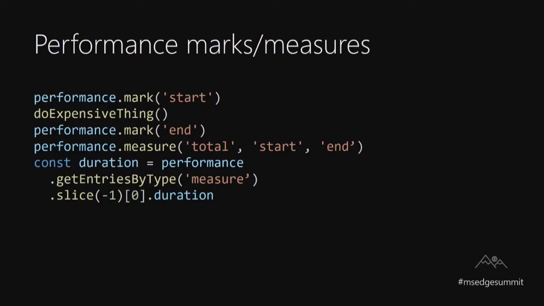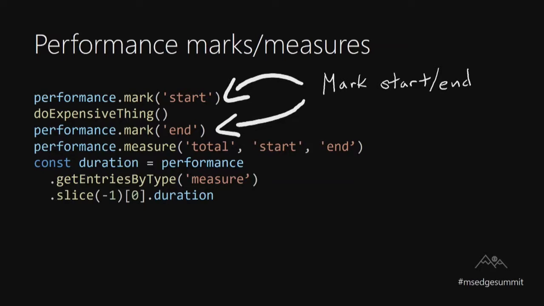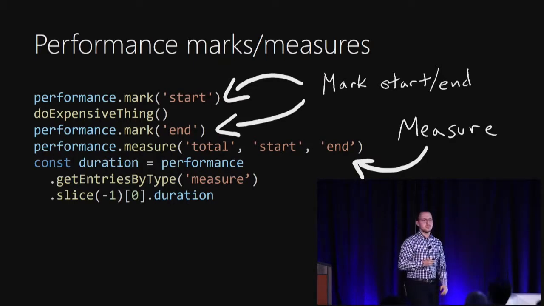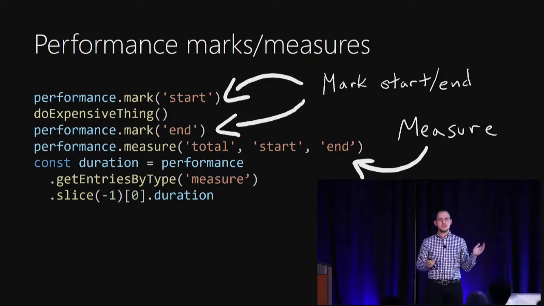All you got to do is call performance.mark to set a mark for the start, and then you set a mark for the end, and that will measure whatever thing you're trying to measure. It doesn't have to be synchronous. You can do this asynchronously as well. And then you call measure to measure the total time spent to do that operation.